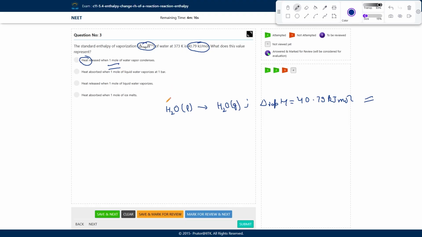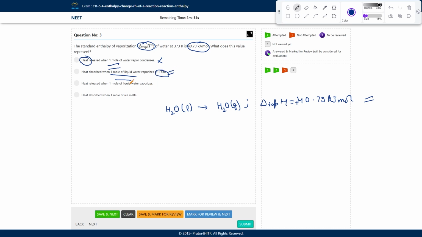Is it correct? No, we are not condensing it. We are vaporizing it. And in that process, the heat will be consumed, so it will have a positive value. It has already been told to you in the theory part. So this is absolutely incorrect. Then what is the next thing? Heat absorbed when 1 mole of liquid water vaporizes at 1 bar. So this can be correct.